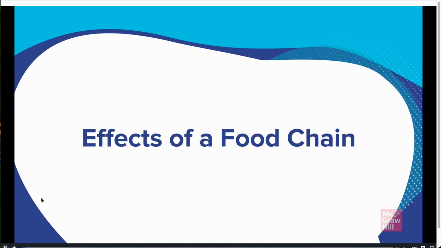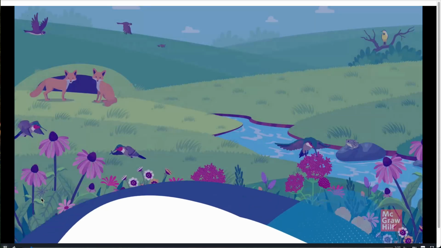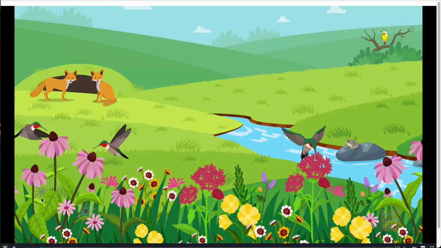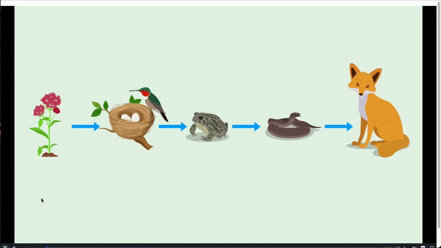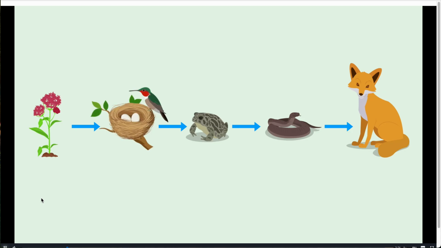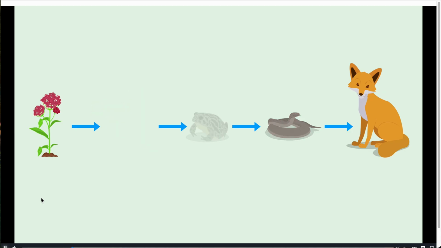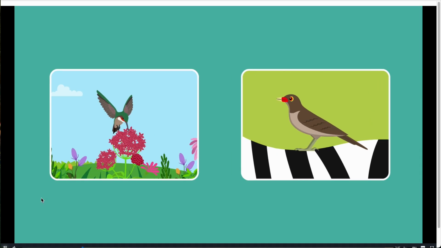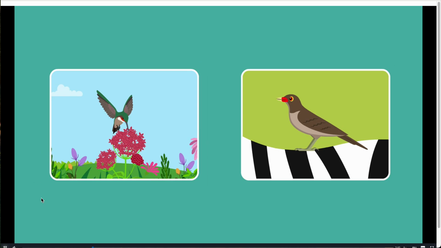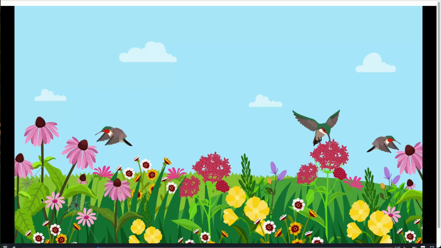Effects of a food chain. What can happen to an ecosystem if an organism is removed from the food chain? You may think removing an organism from a food chain would only affect the next organism in that food chain that depends on it. This is true, but did you consider that more organisms farther up the food chain can be affected too? Here, how about we take a peek at a couple of birds, their food chains, and how this works? First, the hummingbird.